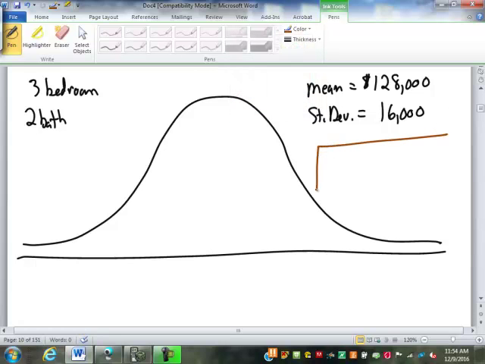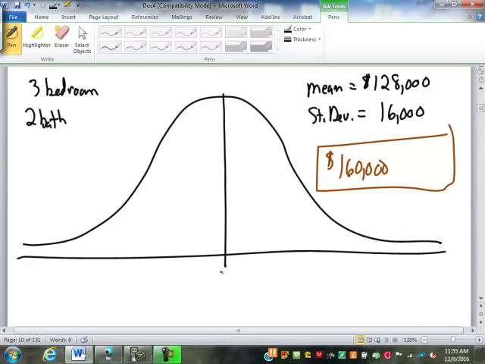You find a house that you really, really, really like that is priced at $160,000. What number is going to go in the center of this curve down here? 128, the mean. What number is going to go here? 112, right? Then here? 96, and here 80. Good.